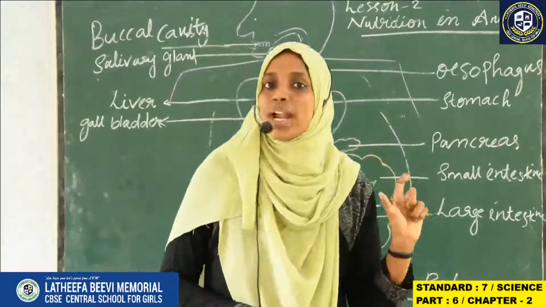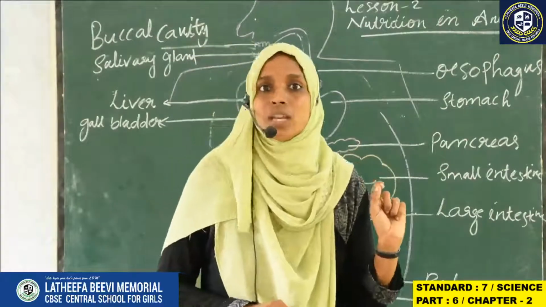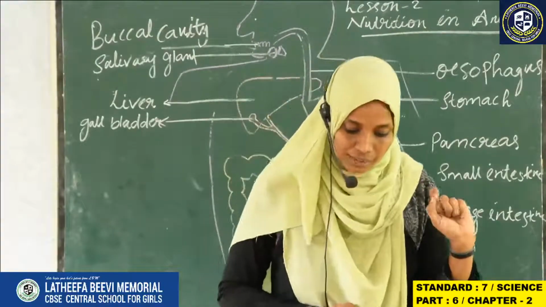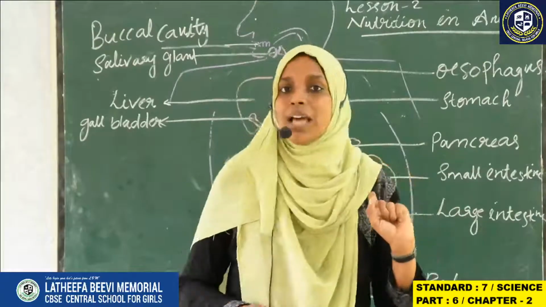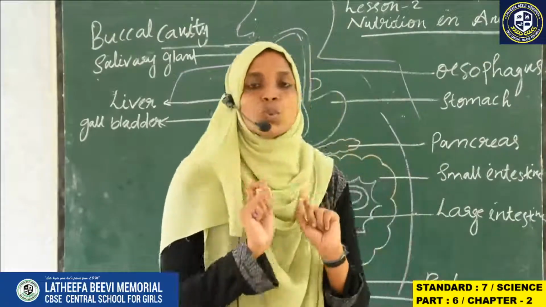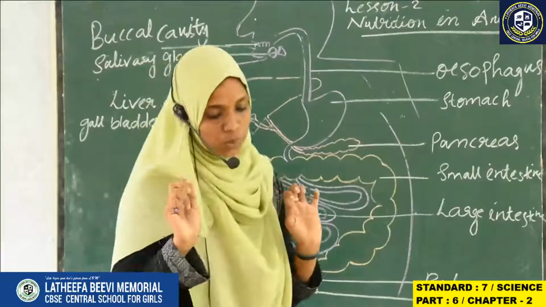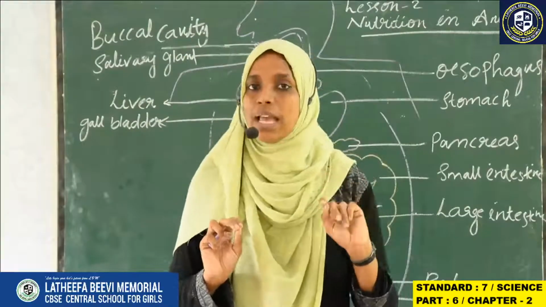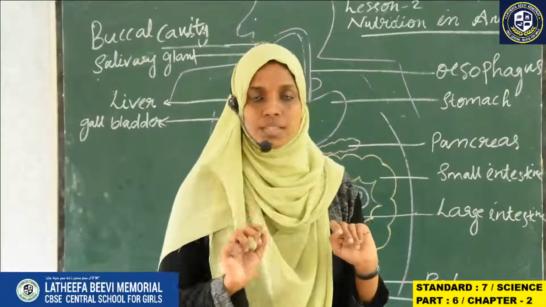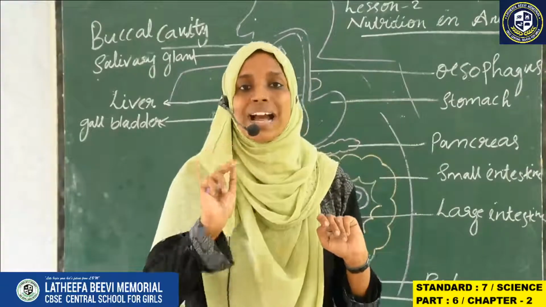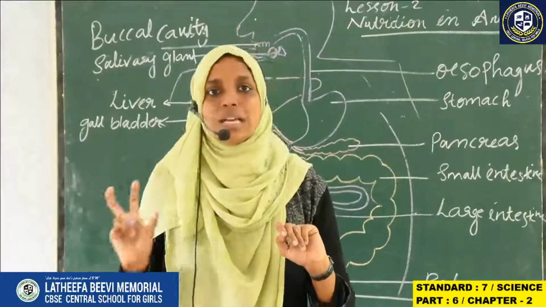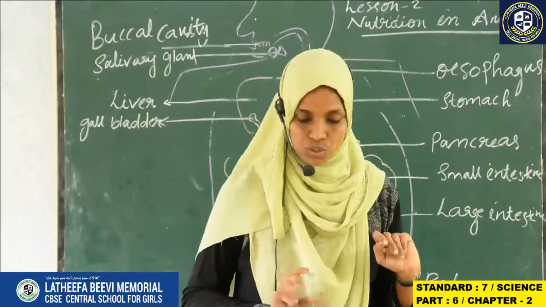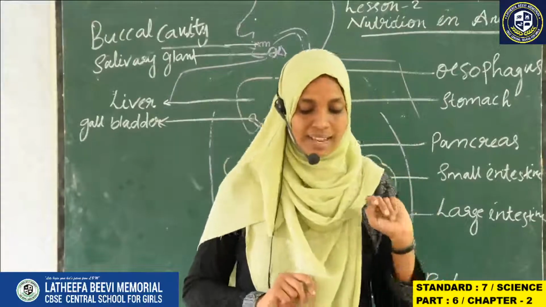This digestive juice helps with what? It helps with the process called digestion. The digestive juices convert complex substances of food into simpler ones. The digestive juice helps to do what? Who helps convert complex substances into simpler substances? This digestive juice. The digestive juice helps to convert the complex substance into simpler ones. Okay, the digestive tract and the associated glands.